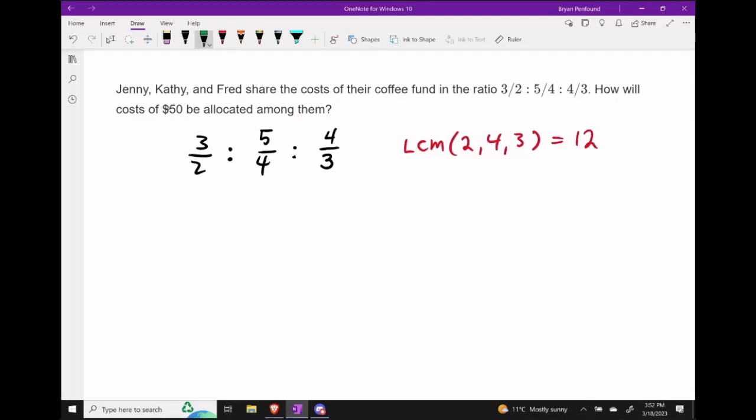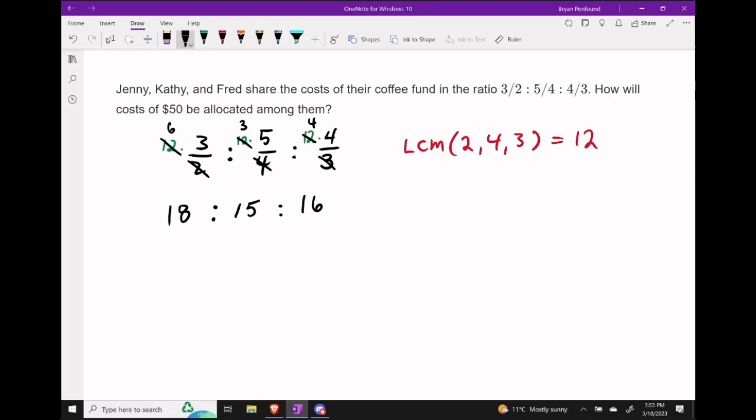So what we're going to do to move forward is to multiply all three of these fractions by 12. When we multiply our first fraction by 12, we can cancel out a common factor of 2 to get 6 times 3, which is 18. In our second fraction, 12 has a factor of 4, so we can cancel those out to get 3 times 5 for 15. And in our third fraction, 12 has a factor of 3, leaving us with 4 times 4, or 16.